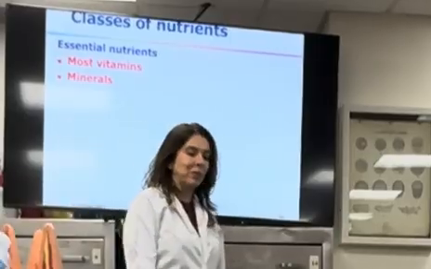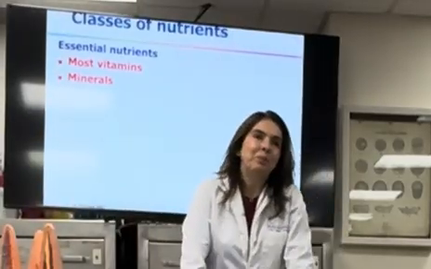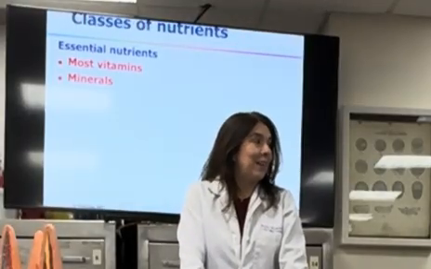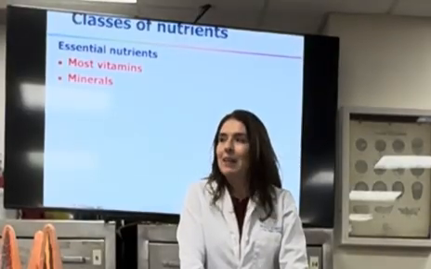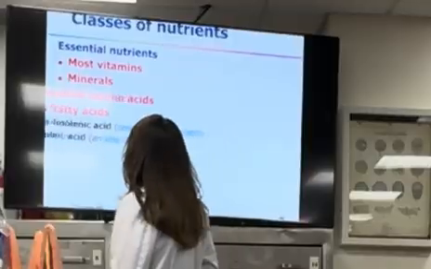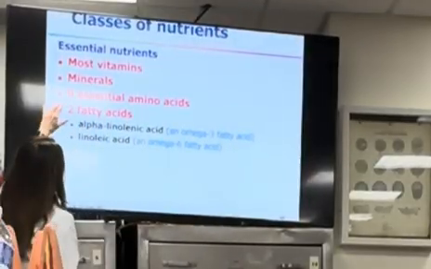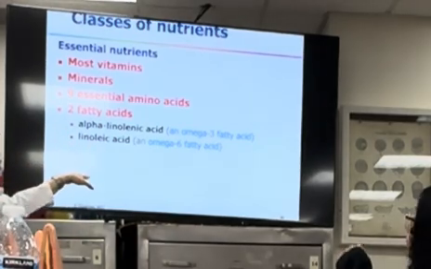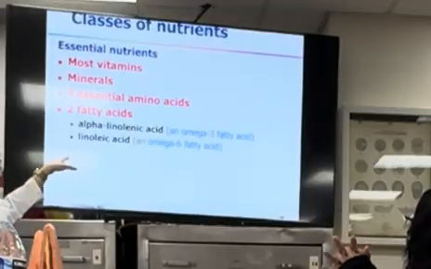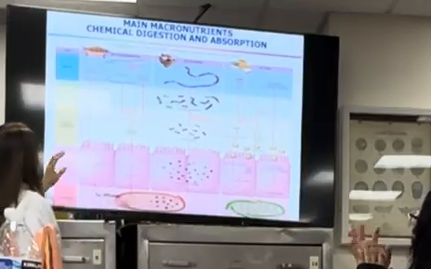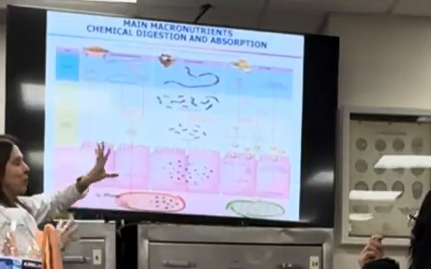What are examples of minerals that we need in our diet? Iron, calcium, iodine. What else? Magnesium, potassium, sodium. Yes, those are important minerals, right? We also have some essential amino acids. We have fatty acids, omega-3s and omega-6. Which one would you find in fish? Omega-3s. Good.